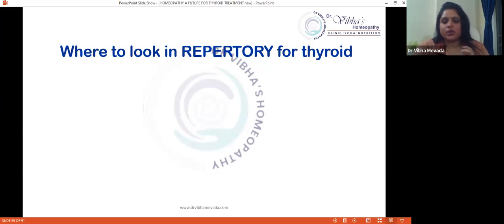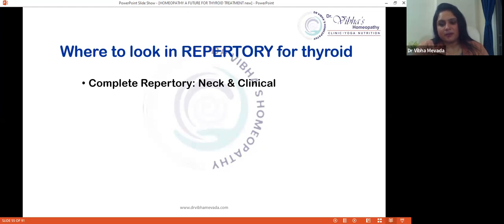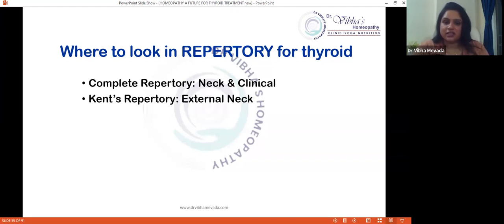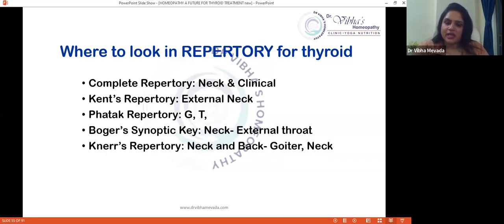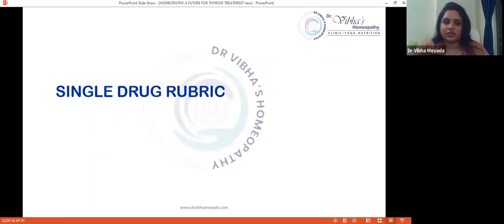If we talk about how you can use repertory for thyroid cases, and where you have to look to take that pathological symptom or the disease itself in your repertory chart: in Complete Repertory, you can go through the neck and clinic chapter. In Kent's Repertory, external neck. In the chapter of external neck, you will get the rubrics. In Phatak's Repertory, as it's an alphabetical repertory, you can find thyroid or goiter in the G and T alphabets. In Boger's Synoptic Key, neck, external throat. In Nayer's Repertory, neck and back, goiter, or in neck. You can get the rubrics related to thyroid.